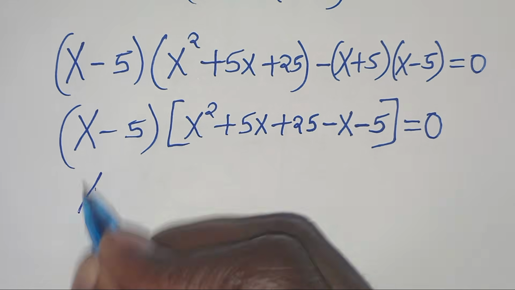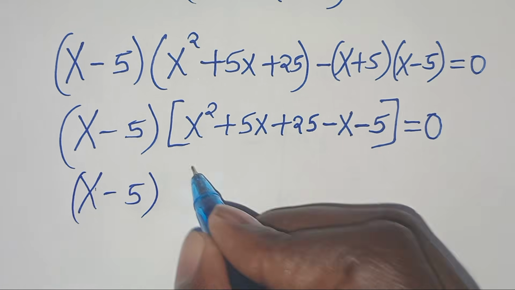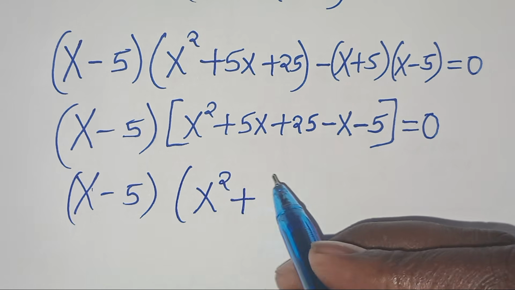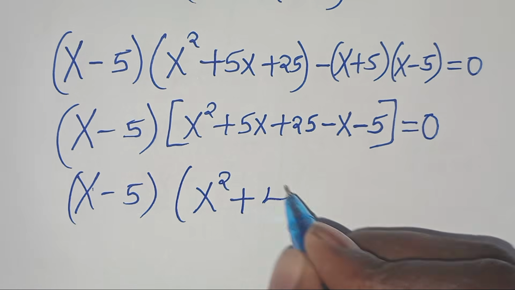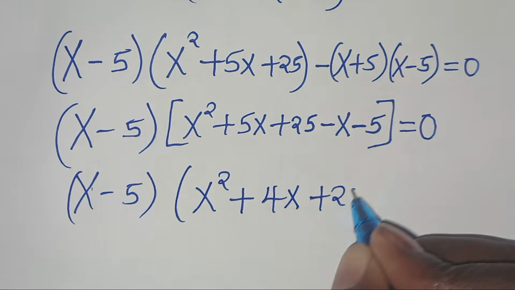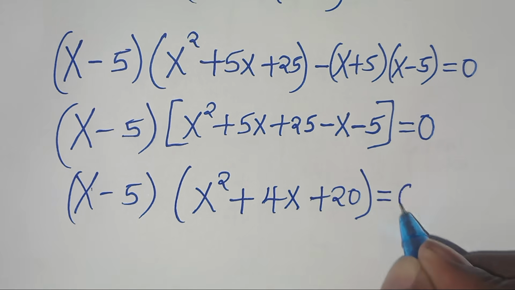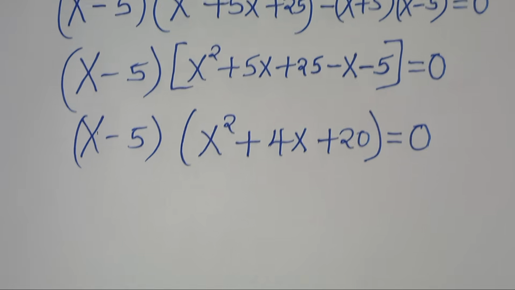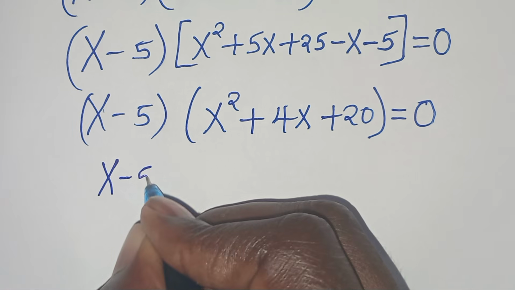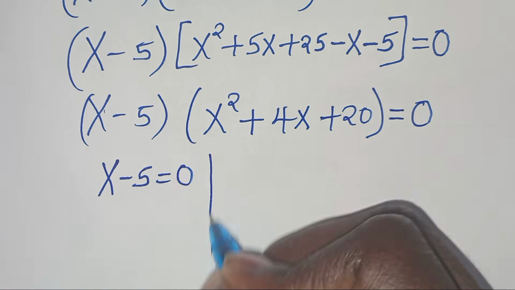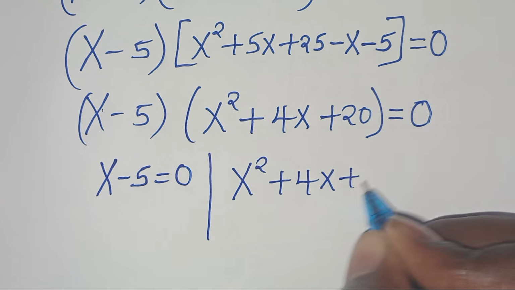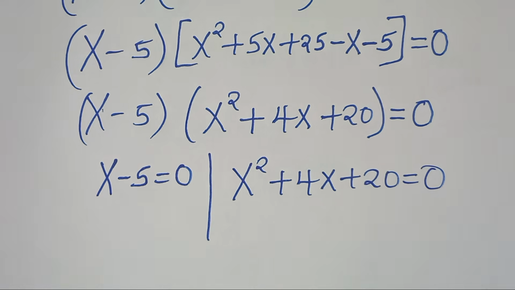So this is x subtract 5, and here we have x to the power of 2, then plus, this is 5x minus x, so this is plus 4x, then plus 25 minus 5, this is plus 20, close the parentheses, this is equal to 0. Now we have got two parts here. We have x subtract 5, this is equal to 0. Then we have x to the power of 2 plus 4x plus 20, this is equal to 0.